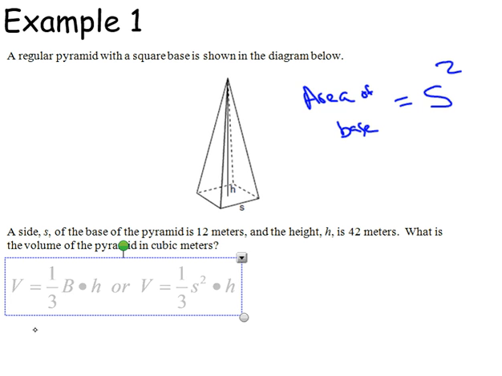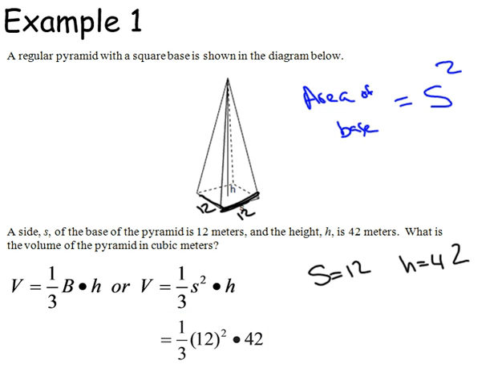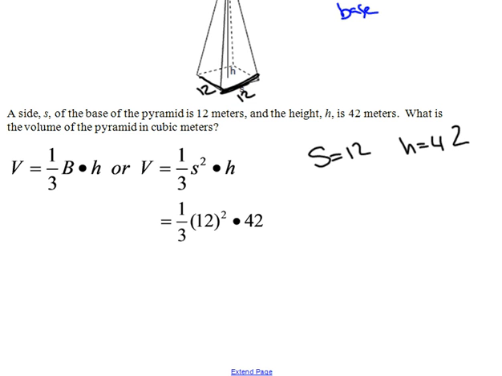So let's write the formula. So the volume is equal to 1/3 the area of the base times the height, or we could just substitute for the area of the base with S to the second power. Okay, so S is equal to 12. That's the length of the sides of the base. So we could substitute for S with 12, and it says the height is 42, so we'll substitute 42 for the height. So we're going to get 1/3 12 to the second power times 42.